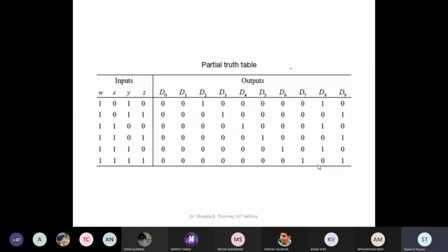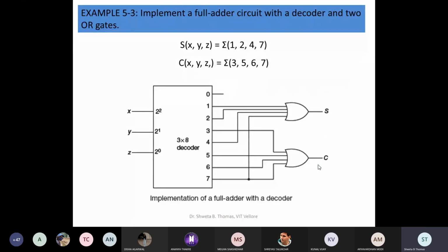So this one we have discussed, and this question also we have discussed: implement a full adder with the help of a decoder and 2 OR gates. The full adder sum and carry functions are known to us. So there are a total of 8 combinations. We have taken 3 inputs, and 2 OR gates are used for the sum and carry.